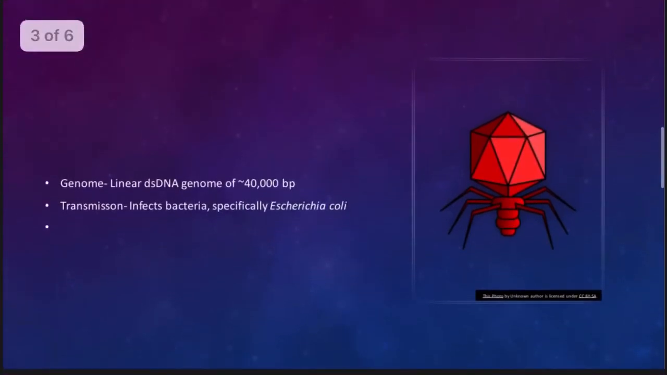The T7 virus's genome is a linear dsDNA genome of 40,000 bp, and the T7 virus infects bacteria, specifically Escherichia coli.